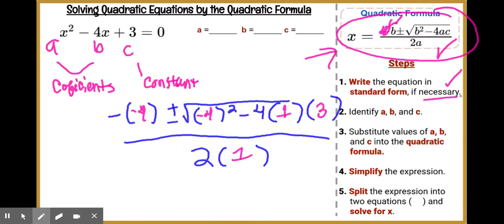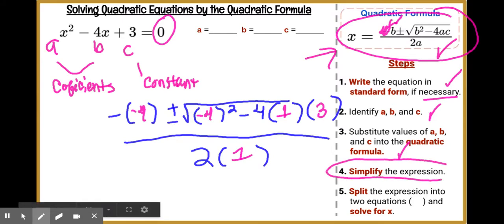So what we did was write the equation in standard form, if necessary. It was in standard form because of the 0. We identified the A, B, and C. We substituted A, B, and C into the formula. Now the next step is to simplify the expression. So I'm going to take it a chunk at a time and solve what I can.